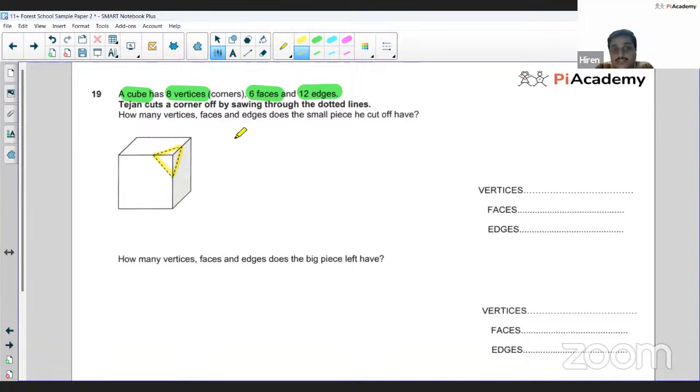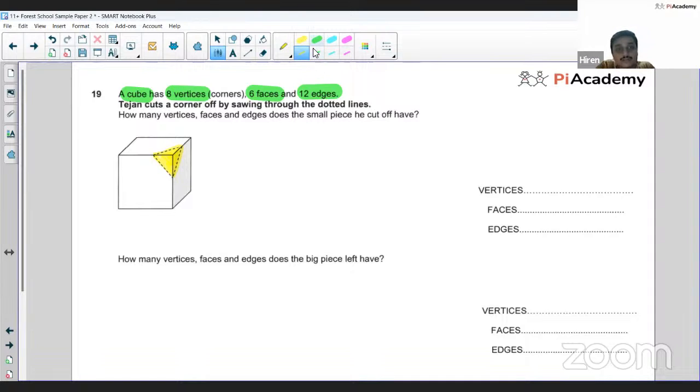So the situation is, after cutting, there is one question on the basis of that. How many vertices, faces, and edges does the small piece E cut off have? So the small piece is this one, right? The yellow one. You have to figure out all these 3 things, vertices, faces, and edges, for the small part, okay? Right now, please do just the first question, and later on we will move to the next question, okay?